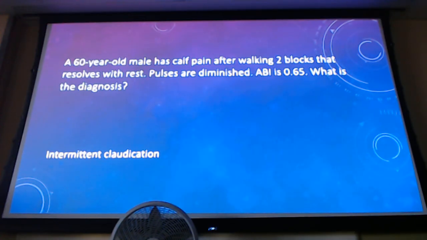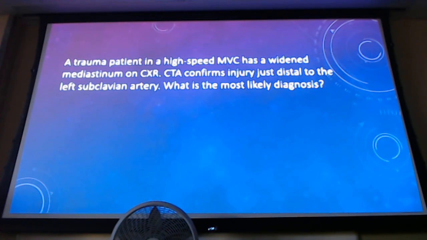Then you most likely have what? DVT? No. Most likely it's causing critical ischemia, right? It's too much. Not going to be intermittent at that point.